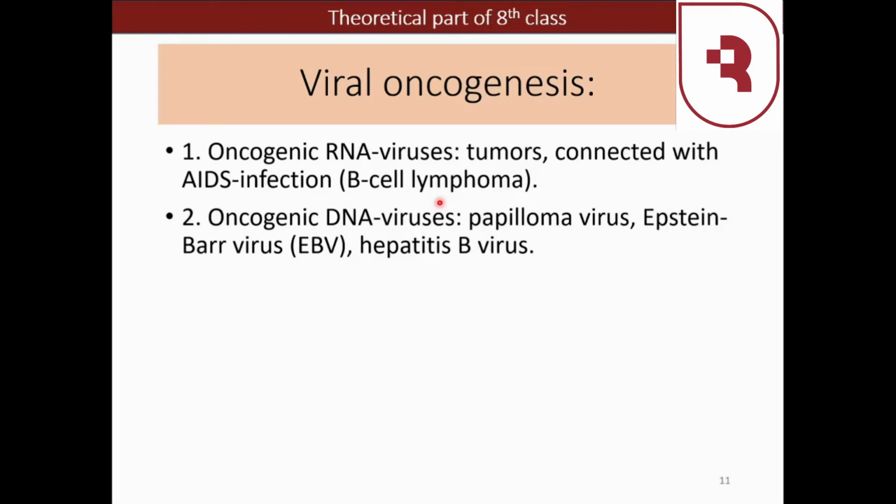Viral oncogenes may be divided into RNA-containing viruses and DNA-containing viruses. Some examples of them you may see on the slide. I have already told you about papillomavirus, Epstein-Barr virus; hepatitis viruses B and C also will lead to some problems in liver, and also it may be AIDS infection, which will lead to formation of lymphomas, for example.